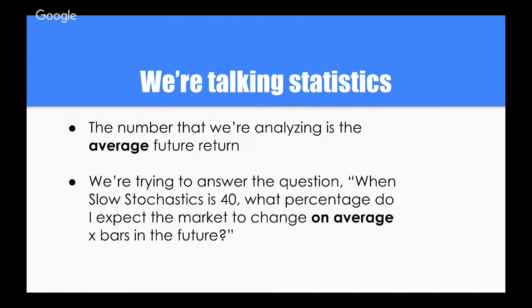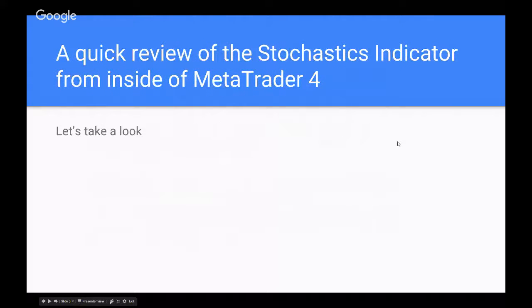And when we're looking at stochastics today, we're trying to analyze what is the future return, the average future return at some point. So if you think about this as a real hard and fast question, say that the Slow Stochastics is currently reading 40, and it's a 1 hour chart, and you want to know what is likely to happen on average in the next hour. What you're really asking is, okay, when the stochastics is 40, what is the average return in the next hour, positive or negative? And that's what we're going to answer today.